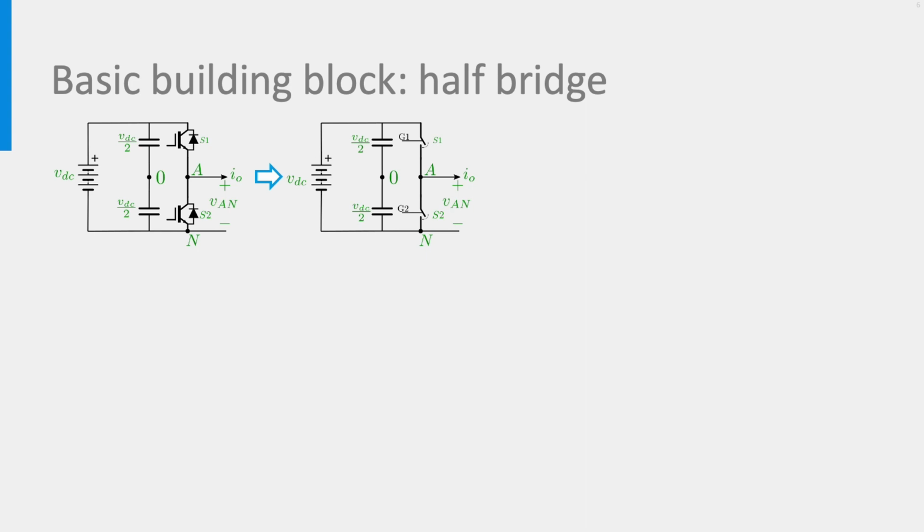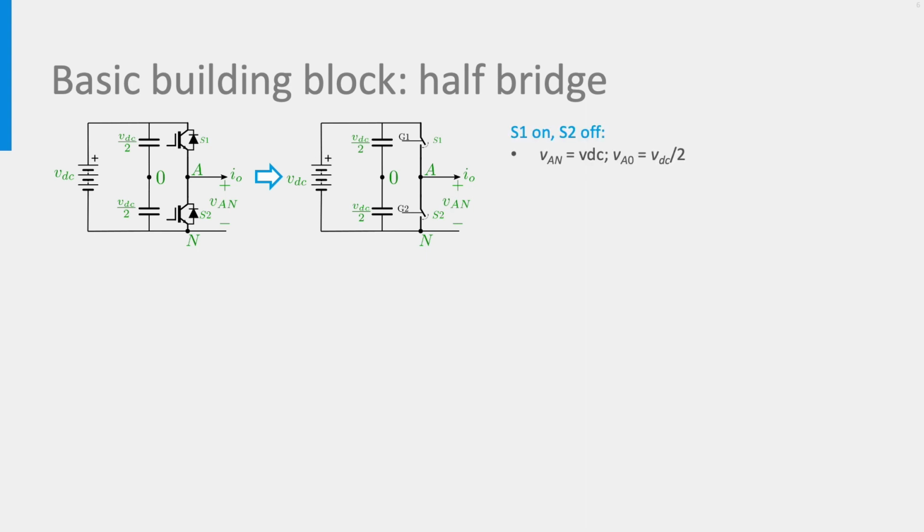two switches S1 and S2, connected in series across the DC bus. The input DC voltage is converted to an output AC voltage between the two switches by switching S1 and S2 on and off in a complementary way. VDC is the input voltage and VAN is the output AC voltage.